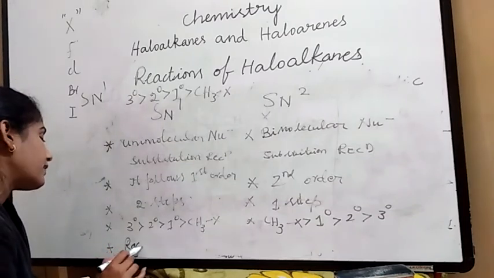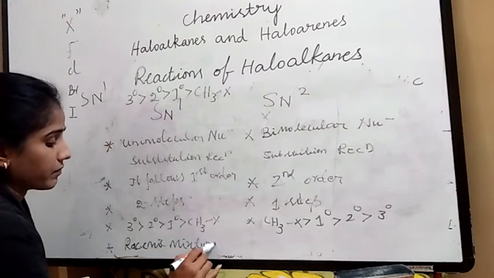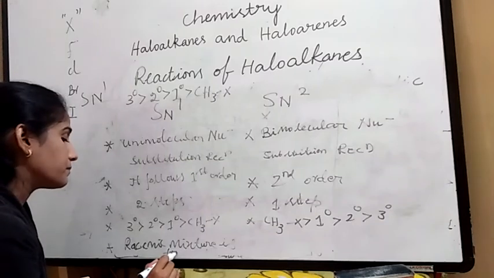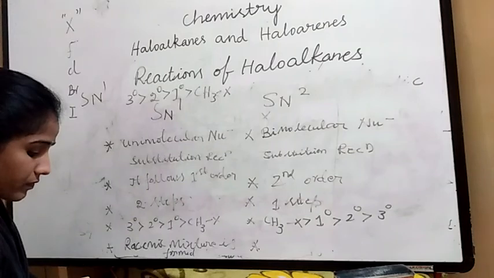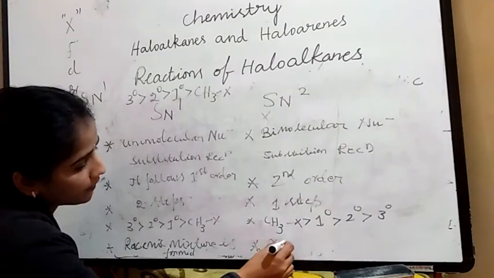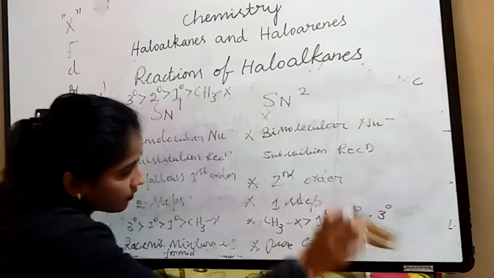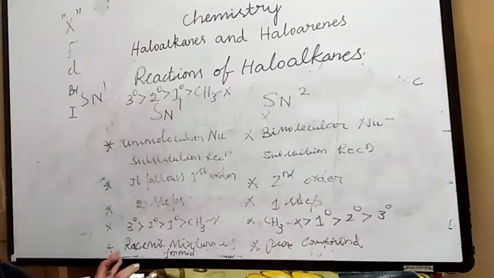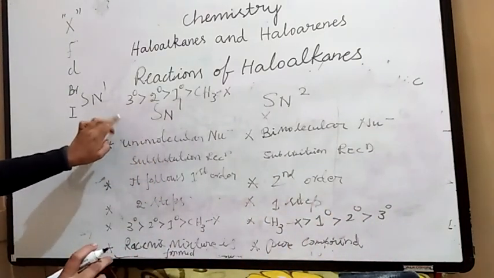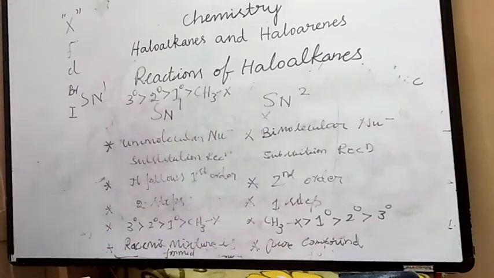Next, what you can write: in SN1, a racemic mixture is formed, right? In SN2, a pure compound is obtained. Or else you can write that in SN1 the inversion of configuration is 50%, and in SN2 the inversion of configuration is 100%. So this is about SN1 and SN2.